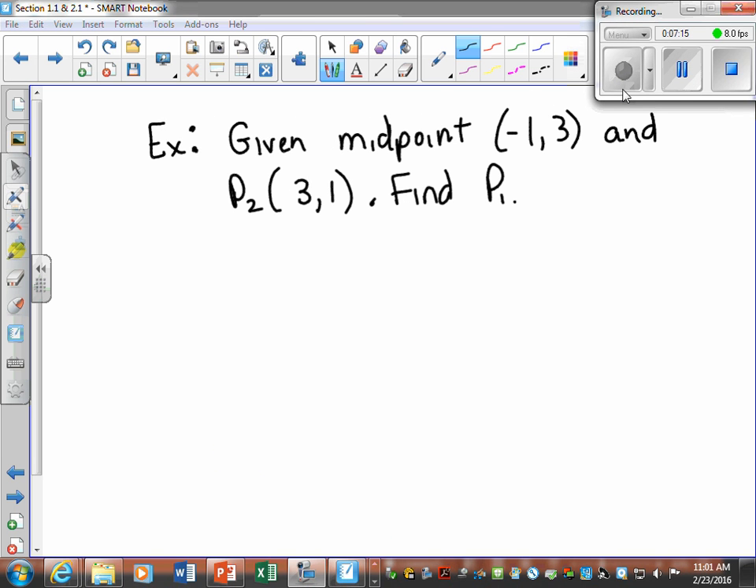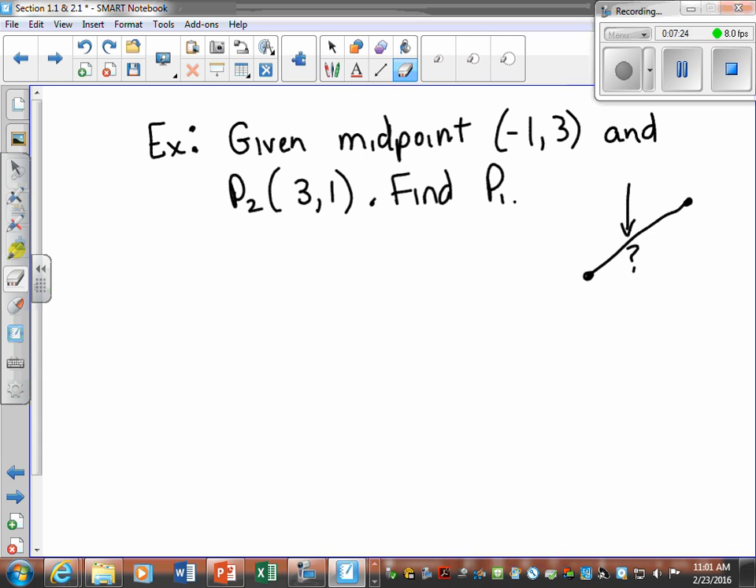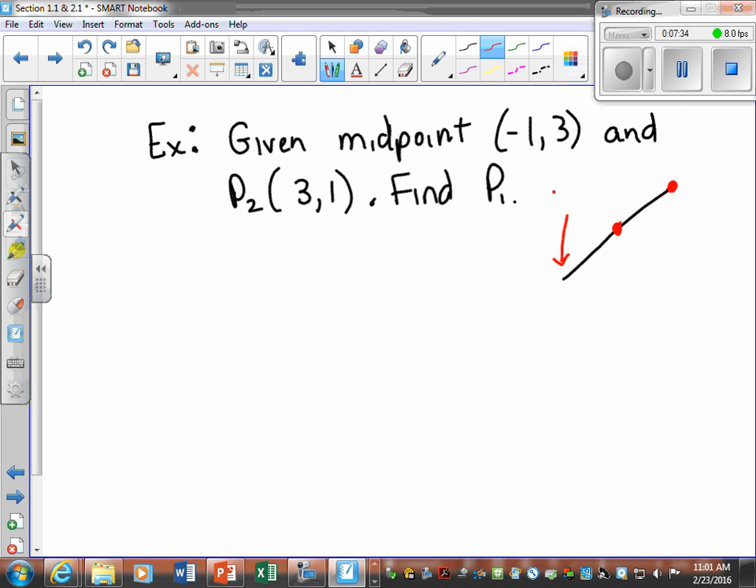Occasionally, unlike most of the other examples where we were given an endpoint and asked to find the middle, they said, what's the midpoint? In this particular problem, they gave us our midpoint, so they told us this information, and they told us point 2, and they asked us to go back and find point 1. So we're going to set that up to work this kind of problem.